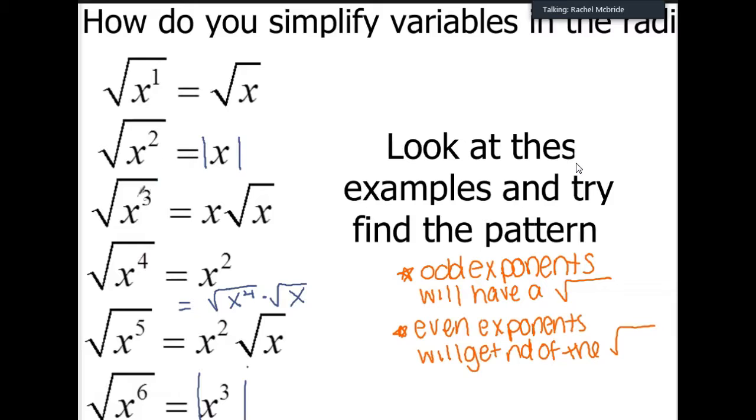Remember, I told you all odds are going to be left with a square root. So x cubed is odd, so you're left with a square root. 4 is even, so you divide it by 2 and you get x squared. 5 is odd, so you take the one odd, you leave it under the radical, and then you take the even number below it and divide it by 2.